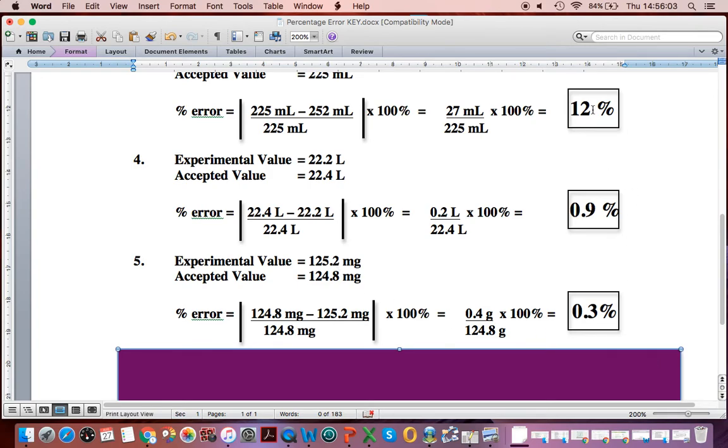So those are 5 examples. Just to file away on the occasional lab, you're likely to have to do the odd percent error.